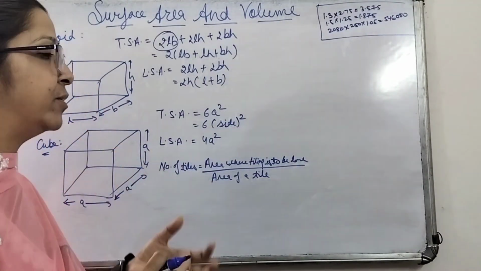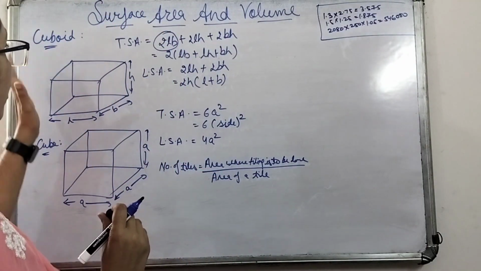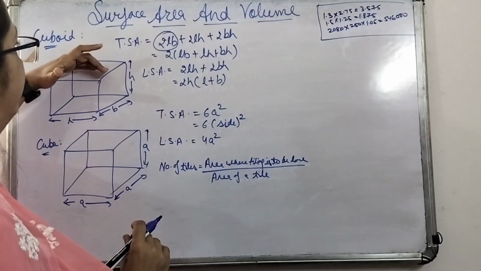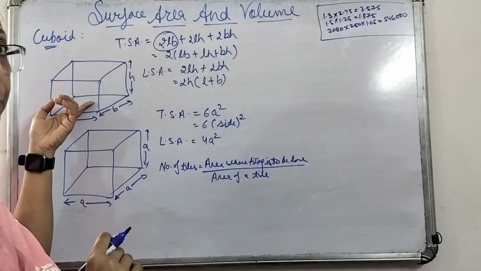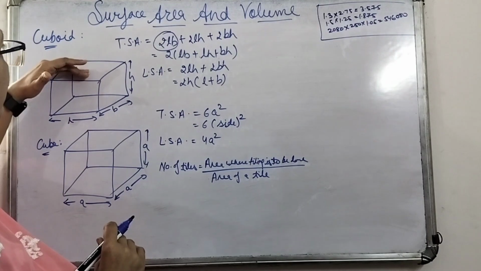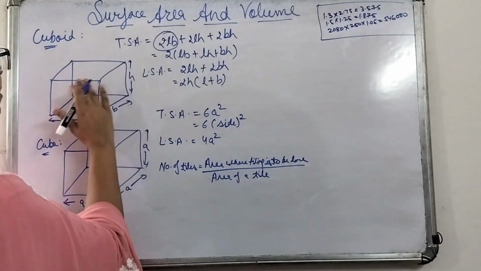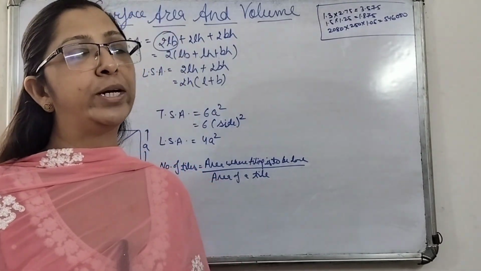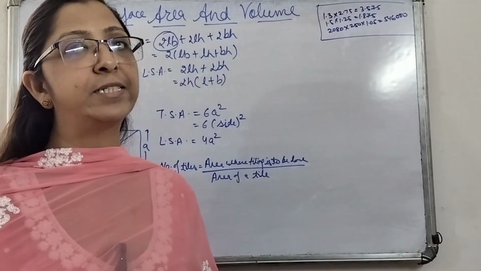It is even possible we have to make a box which we need not cover. Only 5 faces we will be considering. In that case, we ignore the topmost face and consider the bottom. So we remove only one L into B, but we consider the rest of the 5 faces. So what is required in the question, accordingly we select what area is to be considered.